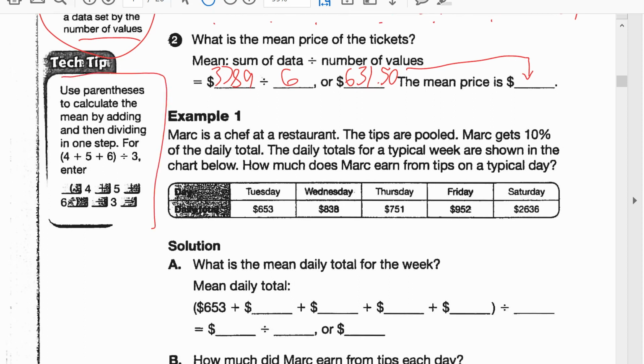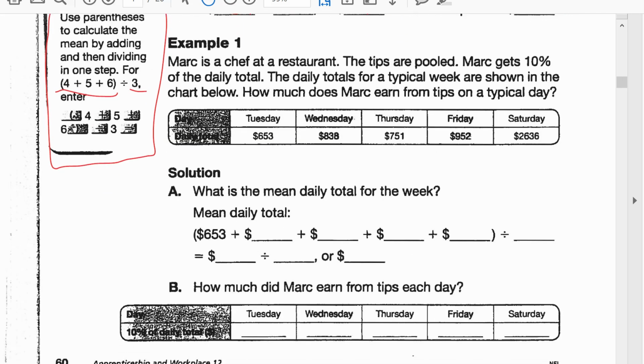Tech tip right over here. Use parentheses to calculate the mean by adding and then dividing in one step. For 3, divide by 3. Yeah, use brackets. Okay, we know how to do that.